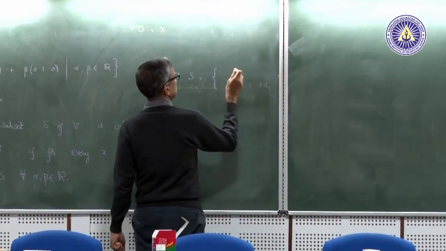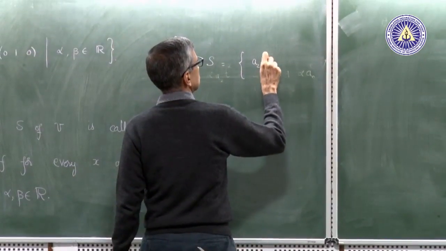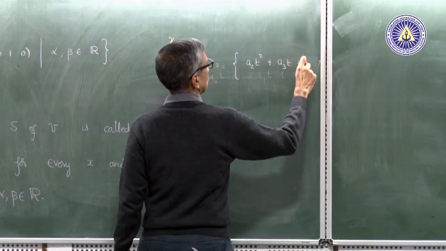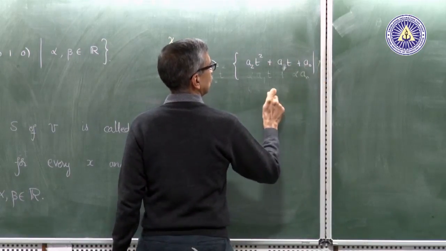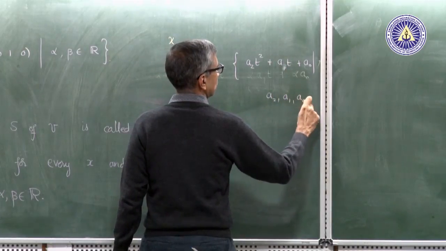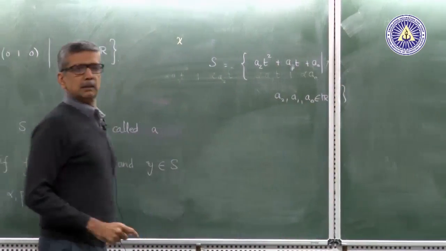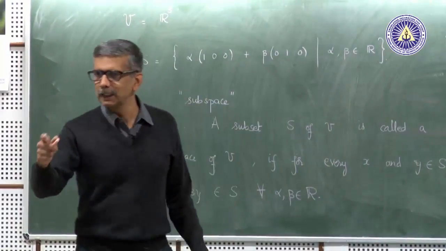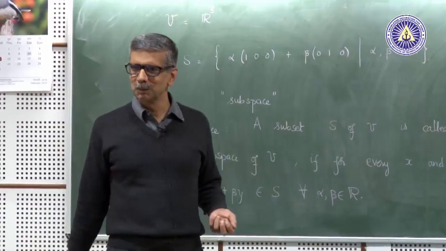Degree less than or equal to 2 means I will say A2 t squared plus A1 t plus A0, for A2, A1, A0 being real numbers. Perfect. This is a subspace in the space of polynomials. Do you see that? Okay. Can you give another example now?